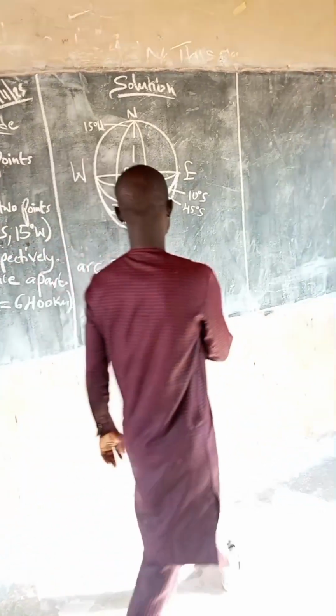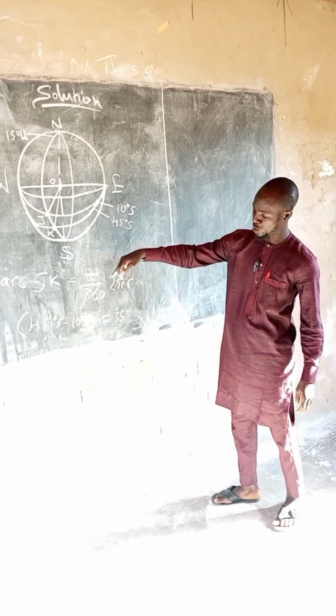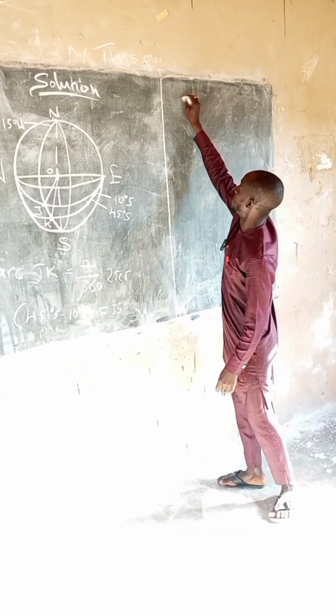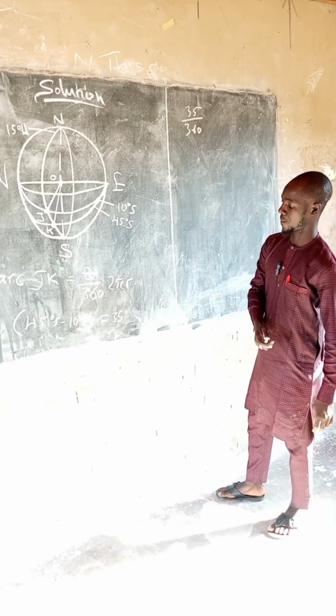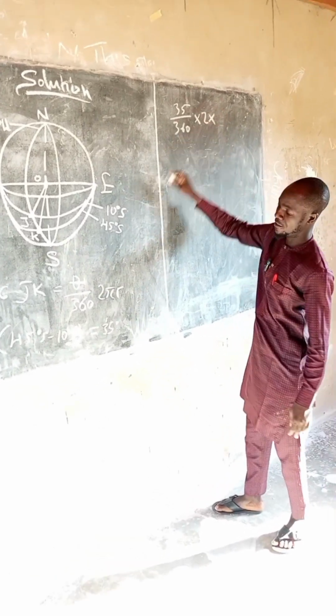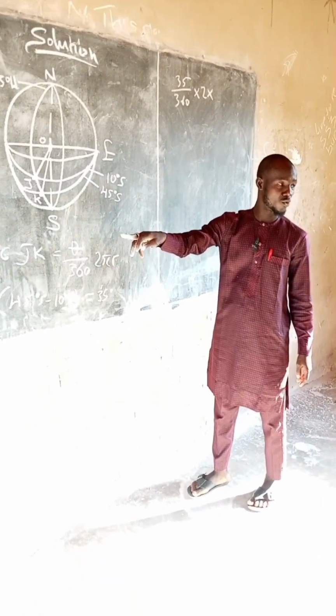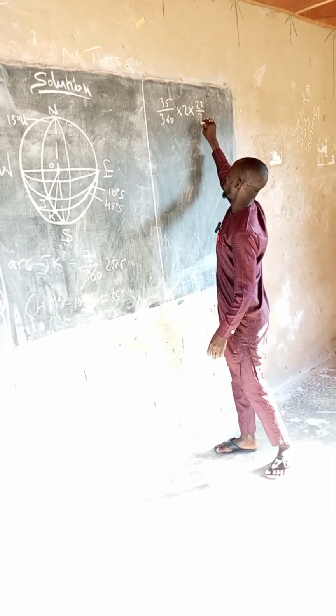So now, what is going to be next? For us to say theta, we are going to substitute theta by 35. So this is going to be 35 over 360, right? We have this times 2. Then the value of pi is given to us in the question, which is 22 over 7.